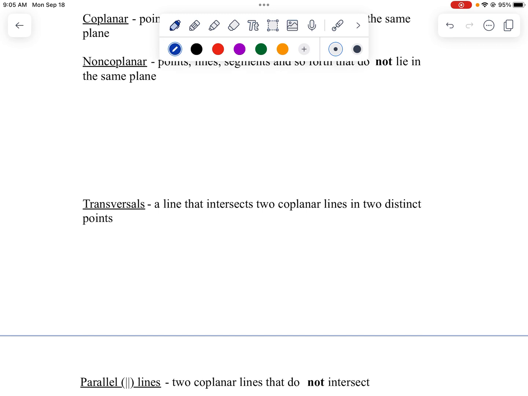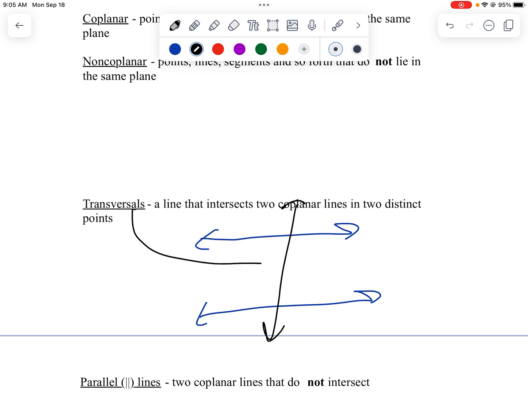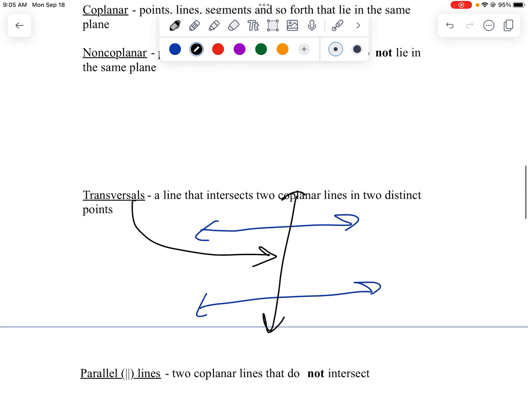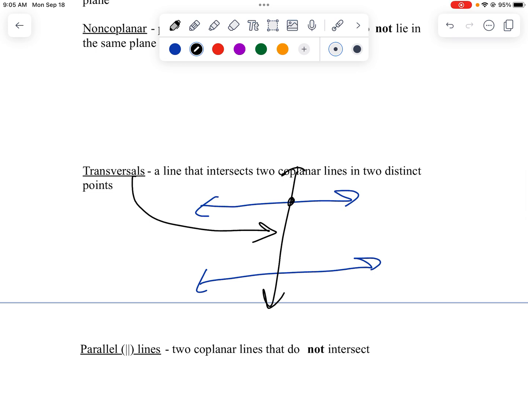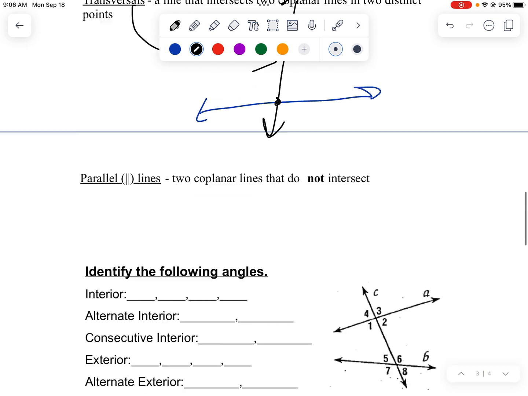Transversal, okay? A transversal is a word I'm going to use a lot this chapter. It's a line that intersects two coplanar lines at distinct points. So if I have two lines, whether they're parallel or not, the transversal is the line that cuts through both of them, at two distinct points, so these are the points where they intersect. And what is formed, and we're gonna talk about what's formed today, are these special different types of angles, okay?